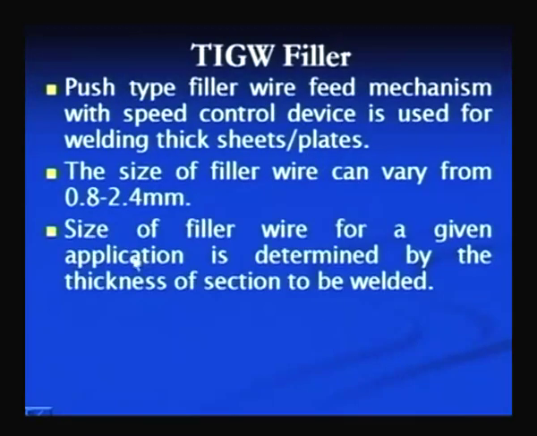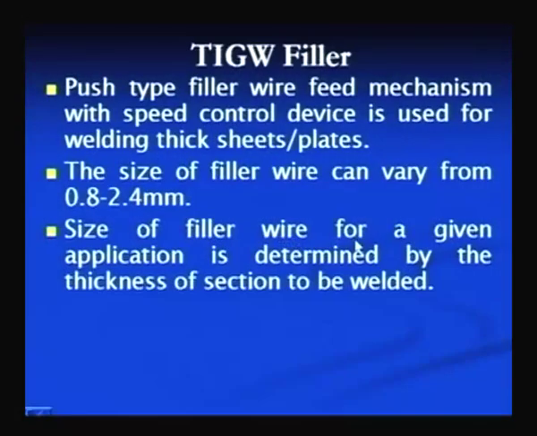The size of filler wire for a given application is determined by the thickness of the section to be welded. This will help to determine how many passes will be used to fill the gap. If very thick plates are to be welded using a small diameter filler wire, we may need a large number of passes. So, depending upon the volume of the metal which is to be deposited for filling the joint, the size of the filler wire is determined in such a way that it will require a reduced number of passes for producing the joint.